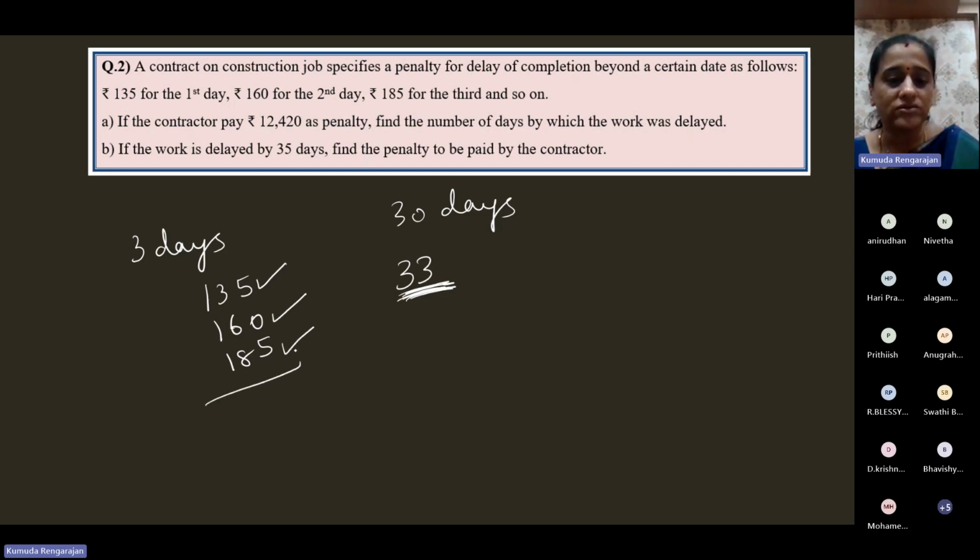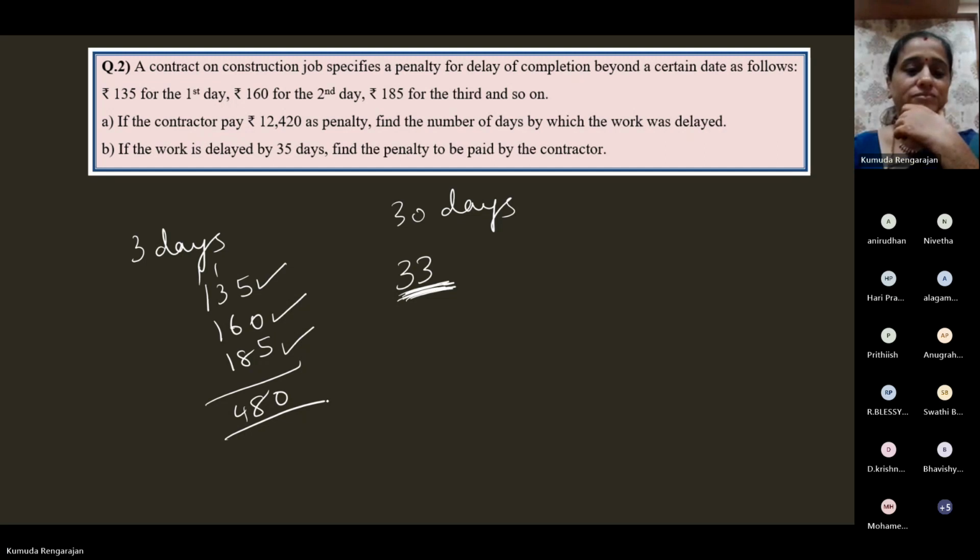So when you add all this, 0, 1 carried over, 8, 1 carried over, 480... Oh, sorry. 2 carried over, 580. So the penalty for 3 days is 580 rupees.